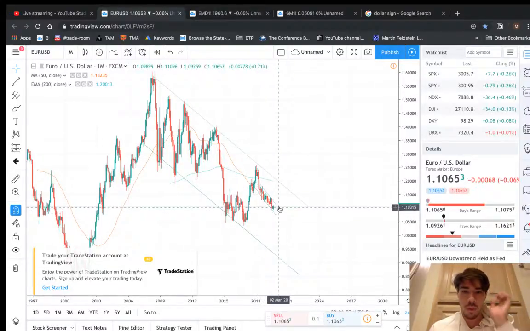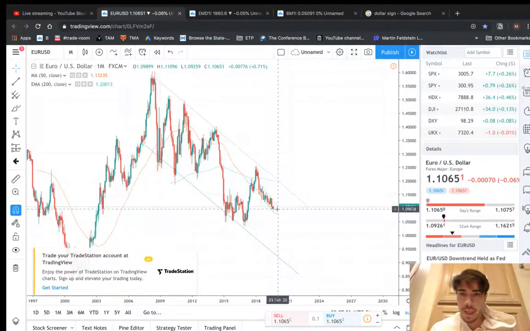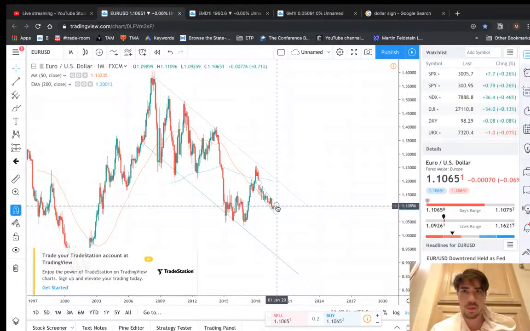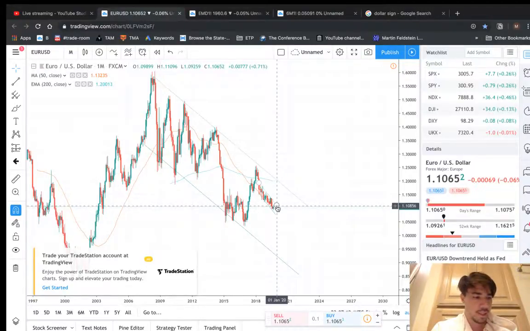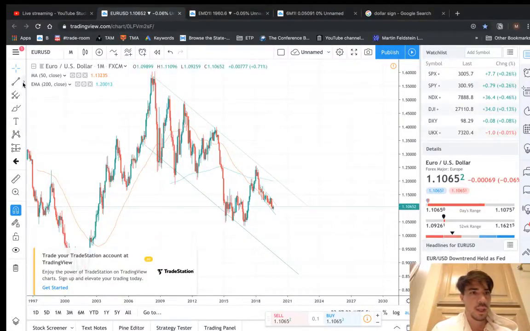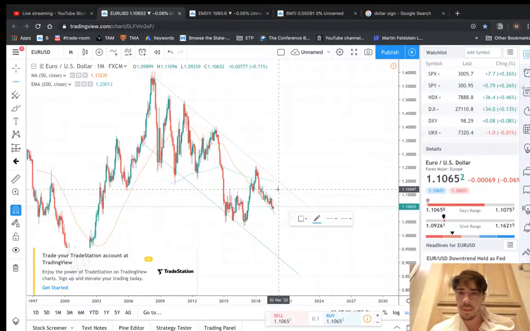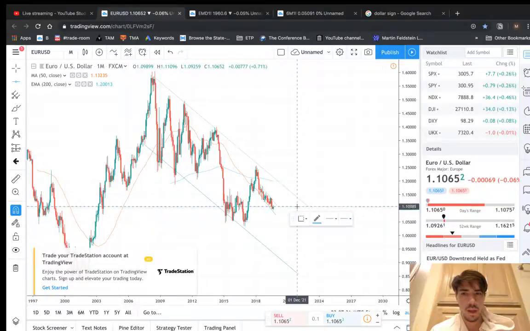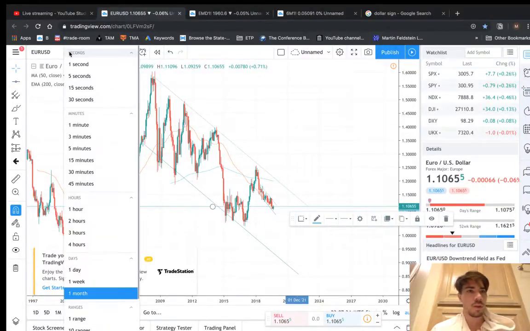So basically our play on the euro is to play a bounce back up to the top of this range. The precise signal is to long the euro at 1.106. It's about right there. Let's get a horizontal level. 1.1006. Let's zoom in.